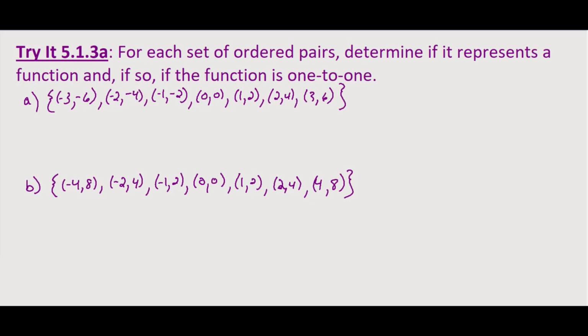So if we look at part A, the set that we're given is (-3, -6), (-2, -4), (-1, -2), (0, 0), (1, 2), (2, 4), and (3, 6). So what we want to know is, is it a function? We'll look at the individual inputs. Are any of the inputs repeated? We go -3, -2, -1, 0, 1, 2, and 3.